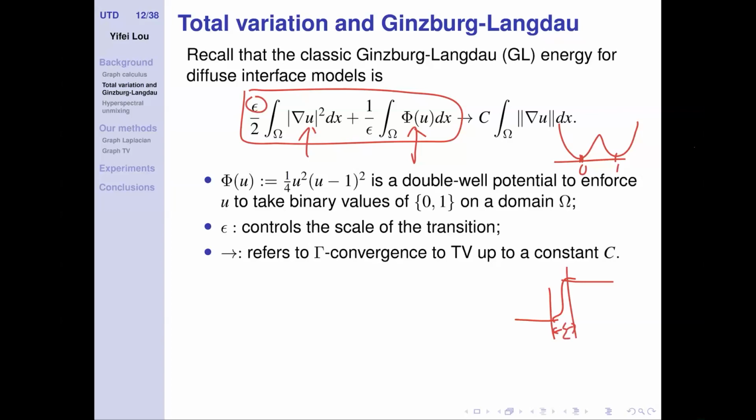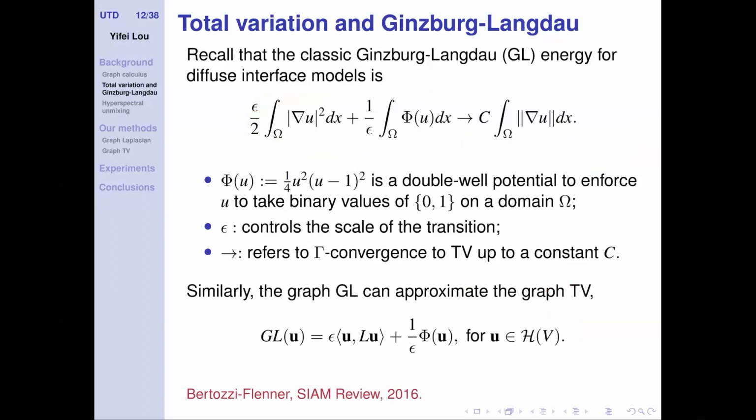And they often use this Ginzburg-Landau to do binary classification, either 0 or 1, and in between you want a smooth transition. The good thing about Ginzburg-Landau is that it converges to total variation in the gamma convergence sense. As epsilon goes to 0, the Ginzburg-Landau will converge to total variation up to a constant. That is a classical result in PDE literature, and then we borrow that and extend it onto graphs.